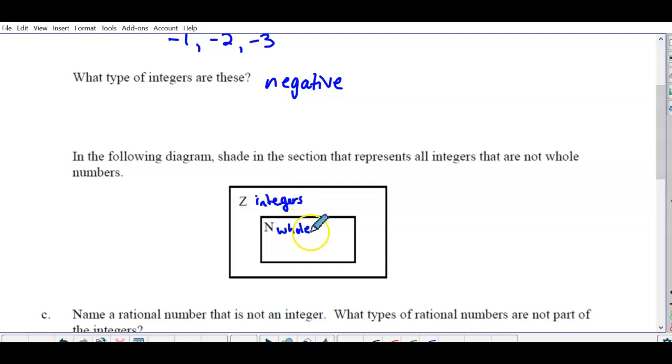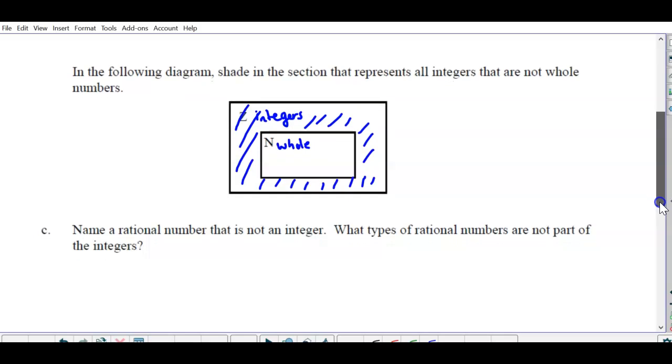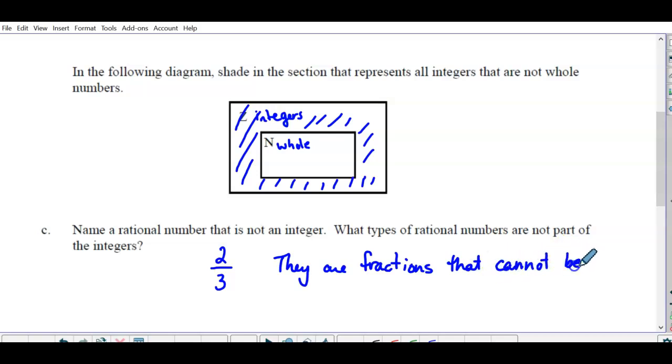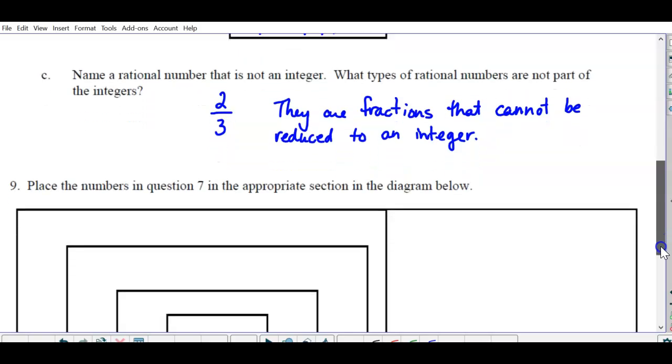Okay, so shade in the section that represents all integers that are not whole numbers. So that would be everything that's outside of the whole numbers. Name a rational number that is not an integer. What type of rational numbers are not part of the integers? So a rational number that's not an integer would be something like 2/3. What types of rational numbers are not part of integers? Well, they are fractions. I mean, they can be converted to decimals, but fractions that cannot be reduced to an integer. So basically, they don't have a common factor that can be reduced.